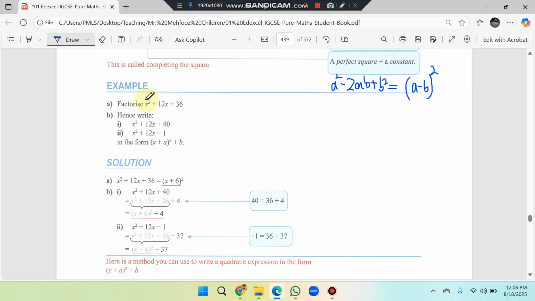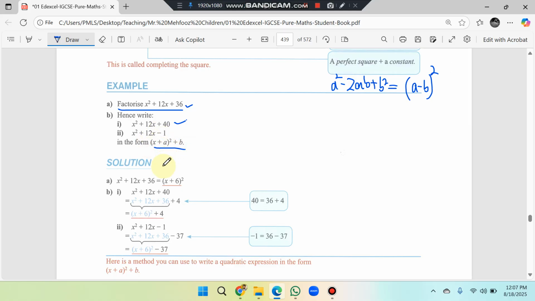You can see: factorize x square plus 12x plus 36. So we have to factorize this expression, right? Again in part b, hence write x square plus 12x plus 40. So we can also write x square plus 12x plus 40 as a complete square, and also x square plus 12x minus 1 in the form of this one.